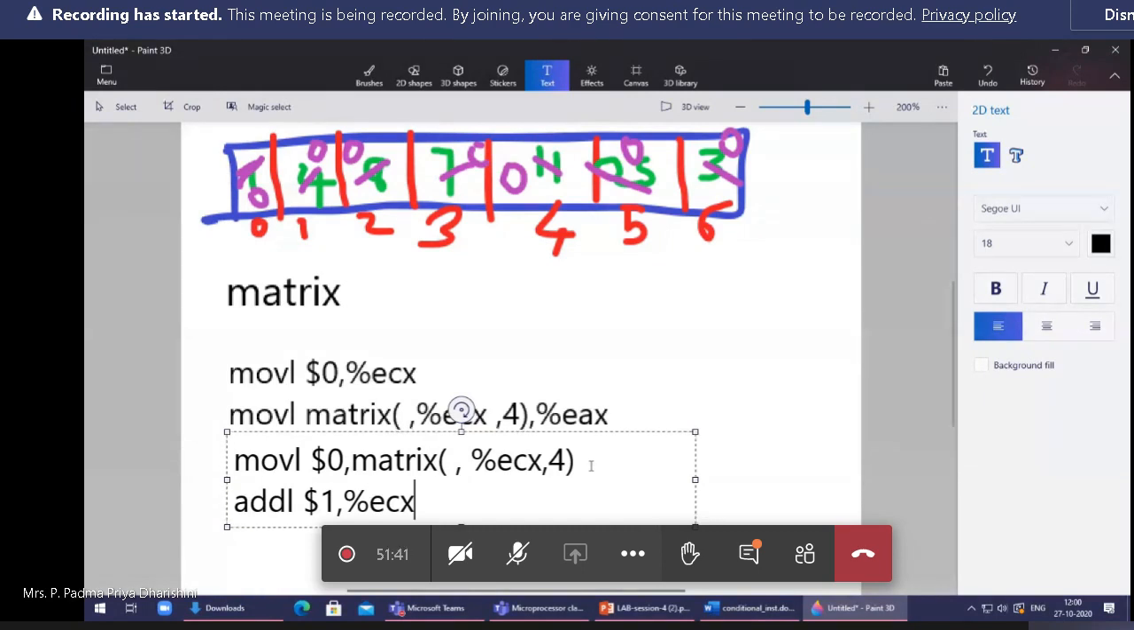Okay. And after that, we have to compare this ECX value with the size of the array. Because we don't know whether we have reached the end, whether we have changed all the array elements to 0 or not. So first what we are doing is we are going to check whether all the elements of the array are changed or not. Okay.